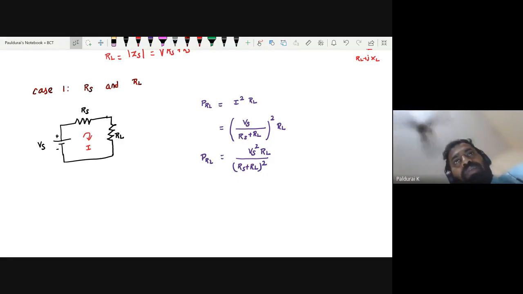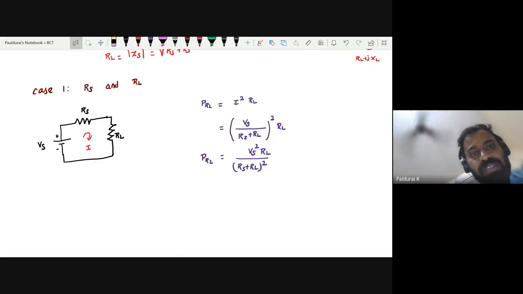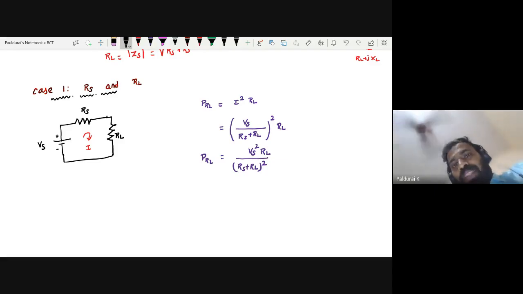Finally, I want to know one thing from you. You might have found maxima and minima in your mathematics. Here I want to get maximum power, so what is the condition for maxima? I will give you one clue. What is your understanding of differentiation? Practically, why are we doing differentiation?